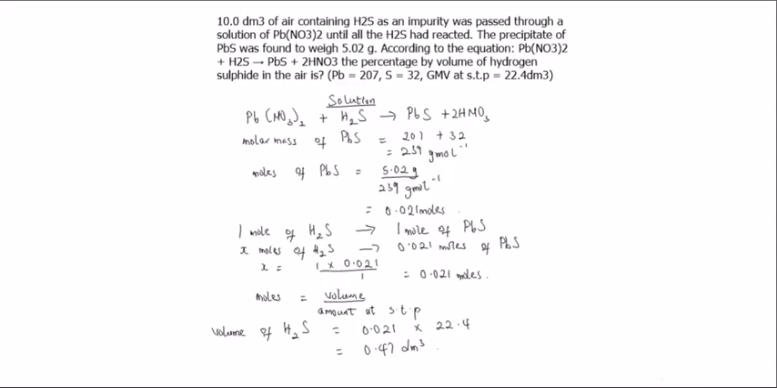We've gotten the volume of hydrogen sulphide that reacted, but that is not the end of the solution to the question. We are asked to calculate the percentage by volume of hydrogen sulphide in the air. So we need to determine the percentage of the air that hydrogen sulphide is occupying. That is, what percentage of 10.0 dm³ of air is hydrogen sulphide.